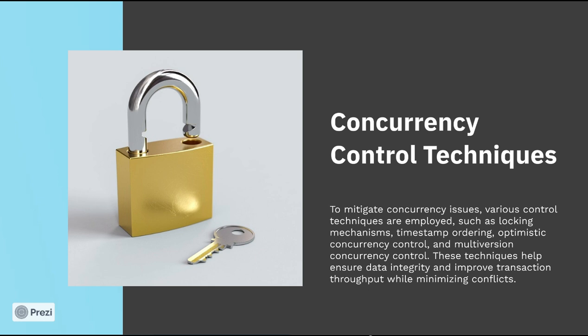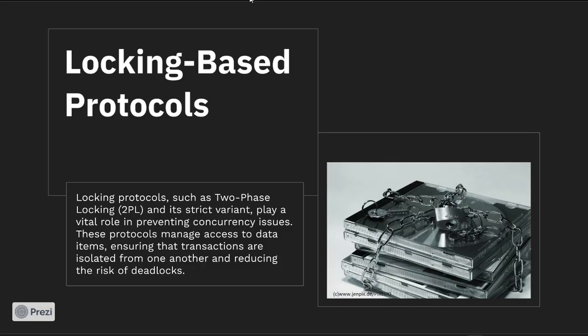Concurrency control techniques. So how do databases prevent these issues? Through concurrency control. Locking is the most common approach. When a transaction needs to access data, it places a lock on the data, preventing other transactions from interfering. There is a shared lock for reading and an exclusive lock for writing. Locking-based protocol: a common locking-based protocol is two-phase locking, and strict two-phase locking is a variant that plays a vital role in preventing concurrency issues. This protocol manages access to data, ensuring transactions are isolated from one another.